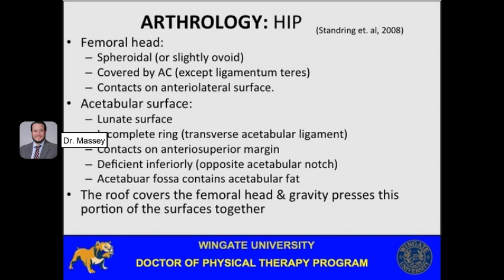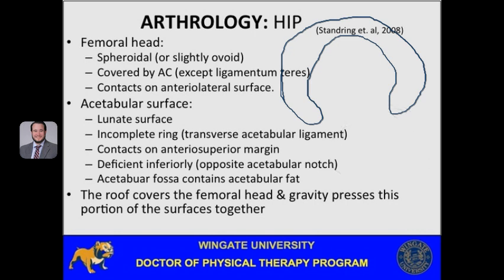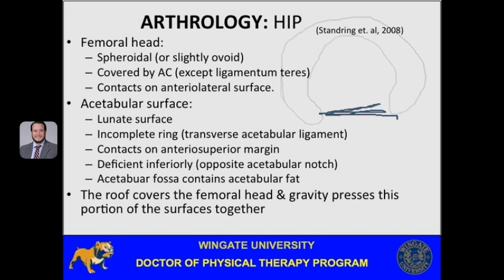So our arthrology of the hip, we've got our nice spheroidal femoral head, so not a perfect sphere, but spheroidal, perhaps slightly ovoid. There's going to be some variation from person to person. We've got that nice lunate-shaped acetabulum, where we're going to have that pelvic articulation, that is. Now, not a complete ring, but we're also going to have that transverse ligament, transverse acetabular ligament, that is, it's going to complete that structure there.